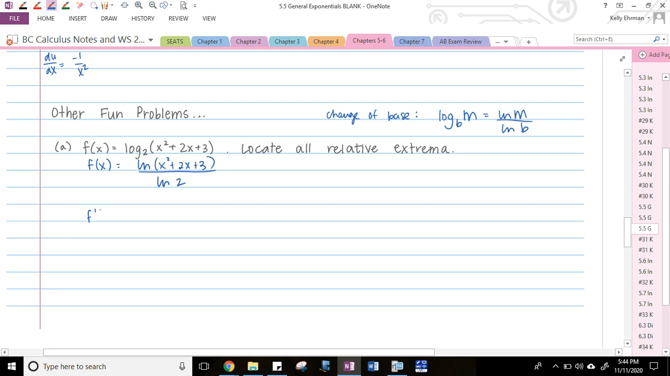So when I find f prime of x, yes, there's this constant, 1 over natural log 2, but it's really just, what's the derivative of natural log of this thing? The derivative of a natural log is 1 over the thing, x squared plus 2x plus 3, times the derivative of the inner function itself, 2x plus 2. And then all you have to do is put it together. So just clean it up a bit. 2x plus 2 over natural log of 2, which is a constant, remember, times x squared plus 2x plus 3. I thought about factoring that for a minute, but then I realized it doesn't factor since it's plus 3, so nothing's going to cancel and simplify at all.